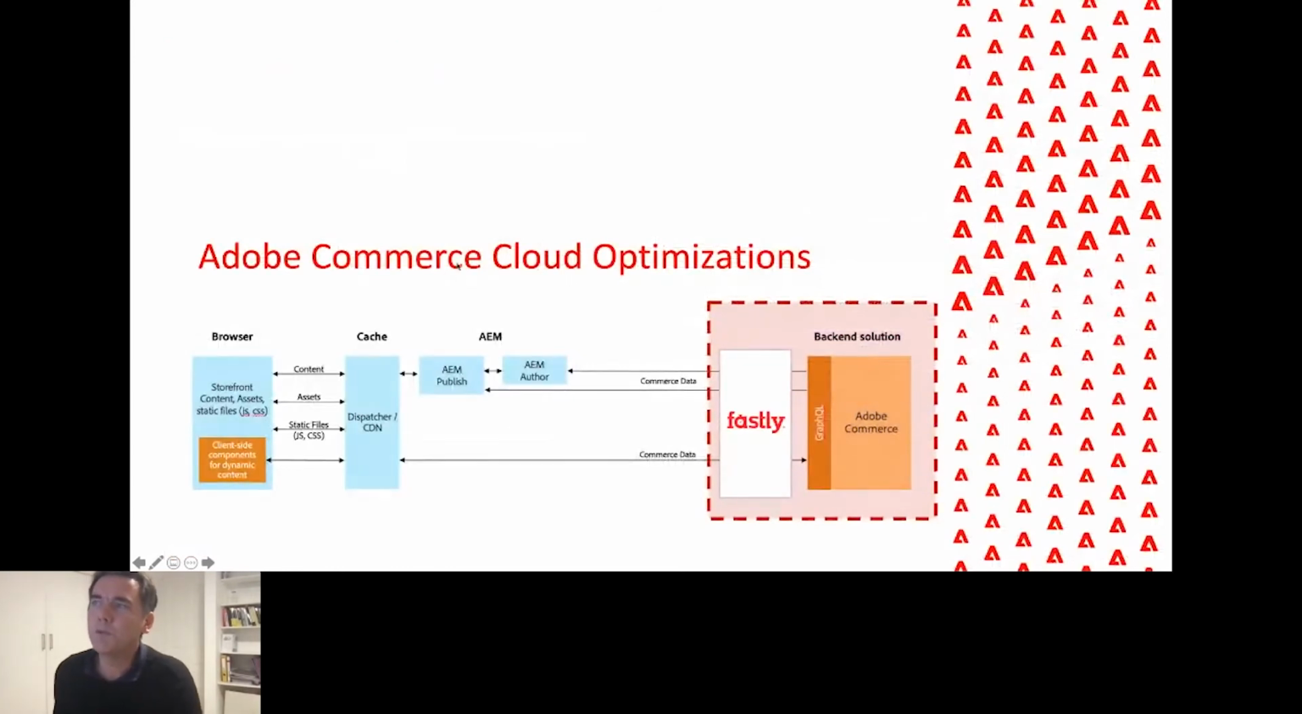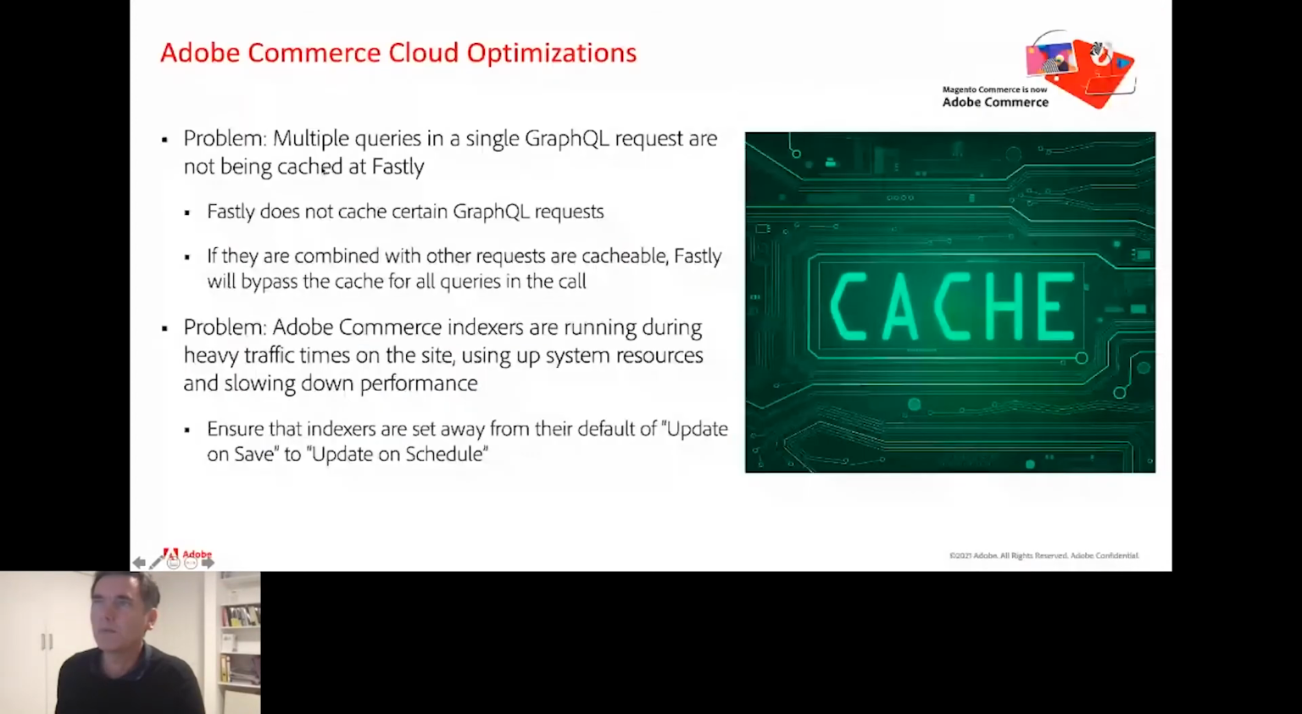So now we're going to look at some Adobe Commerce Cloud optimizations. Problem: multiple queries in a single GraphQL request are not being cached at Fastly. GraphQL allows you to make multiple queries in a single call. It is important to note that if you specify even one query that Adobe Commerce does not cache, for example cart or customer orders, with many others that are cacheable, for example categories and products, Fastly will bypass the cache for all queries in the call. This should be considered by developers when combining multiple queries to ensure that potentially cacheable queries are not unintentionally bypassed.